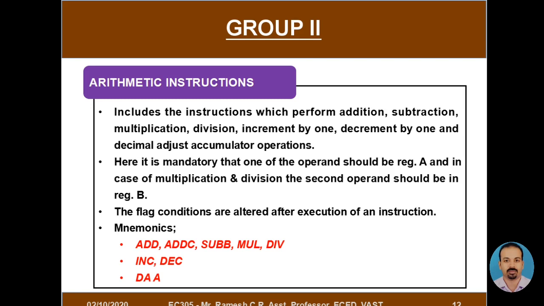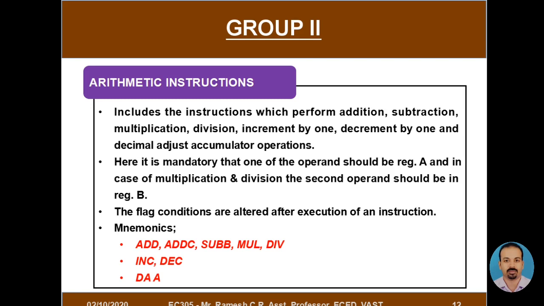And in case of multiplication and division, you can only make use of the combination of A and B register. You cannot use A and any other scratchpad registers while performing multiplication or division operation. Another peculiarity of the instructions in this particular group is that after execution of the instruction belonging to this group, the flags will be affected.